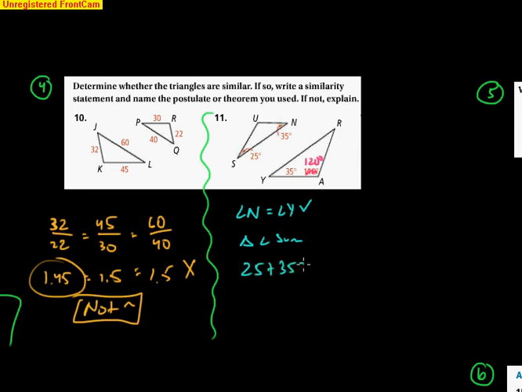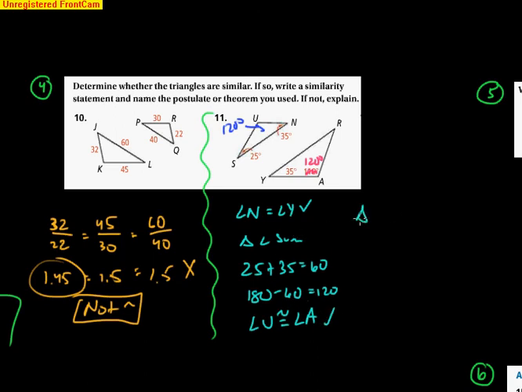25 plus 35 is 60. 180 minus 60 is 120. This angle U is 120. And what do I see? I see angle U is congruent to angle A, which is also 120. So that's a second pair of angles. These two triangles are similar.